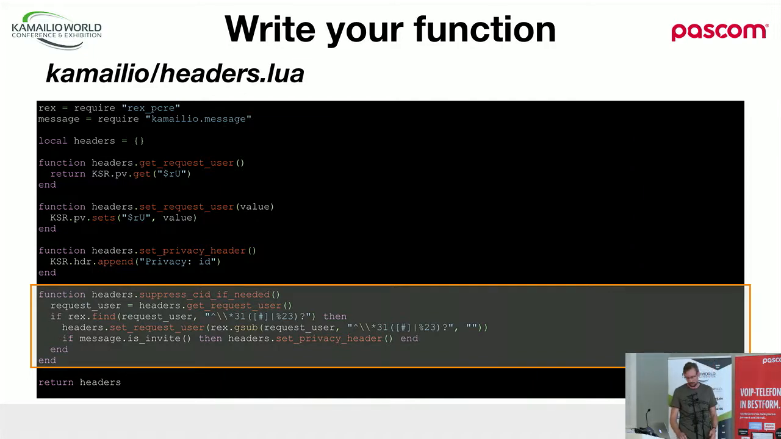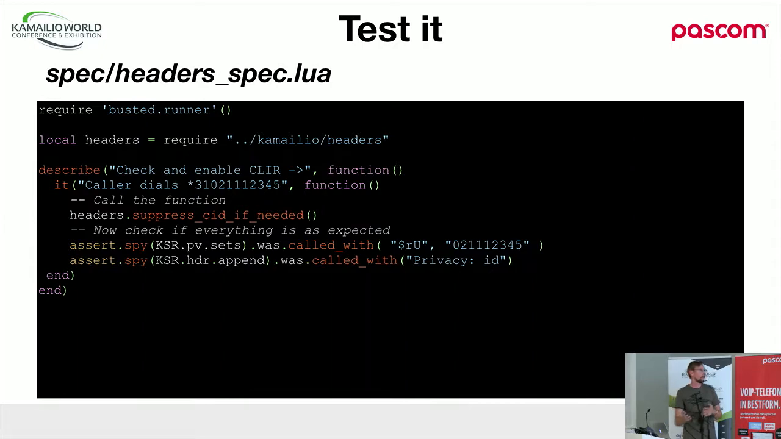So what I'm doing here is, just get the request user, then check if I find my pattern, and if I find it, I modify the request URI, and if it is an INVITE, then I set the Privacy-ID header. So that's basically the same functionality as the original Kamailio code that we saw before. And after we've written our function, then we can write a test.